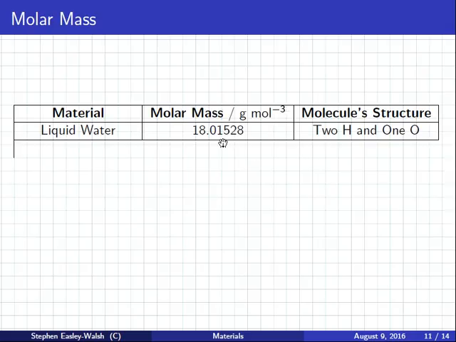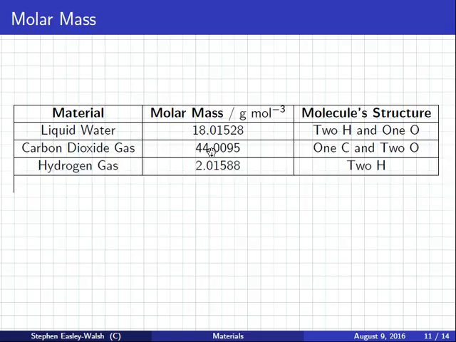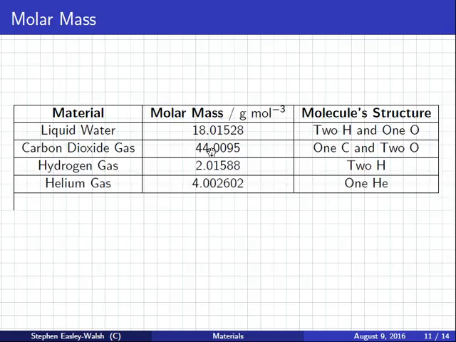Anyways, 18 grams for 2 hydrogen and 1 oxygen of water. Why did I say liquid? Because it's, oh, never mind. Carbon dioxide, CO2: 1 carbon and 2 oxygen. That's 44 grams a mole. Hydrogen is 2 grams a mole, and the structure is 2 hydrogen. Helium gas is 4 grams a mole, and it's 1 helium atom.